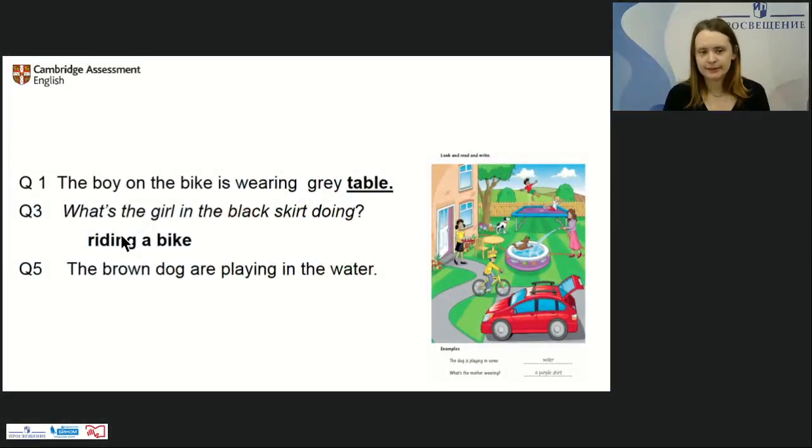You have some examples here. So, the boy on the bike is wearing gray table. Is it comprehensible or not? Is it a correct representation of the picture or not? For question 3, what's the girl in the black skirt doing? Riding a bike. Short answer, but is it correct or not? And is it the correct representation of the picture or not? And for question 5, where the candidate had to write a sentence about the picture: the brown dog are playing in the water.